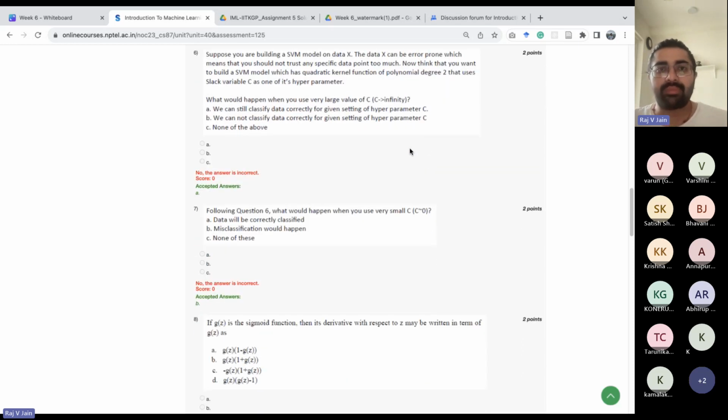Question 6. Suppose you're building an SVM model on data X. The data X can be error prone, which means you should not trust any specific data point too much. And then you have an SVM with a quadratic kernel of degree 2, all is fine. The point here is we want to understand questions 6 and 7. The idea is how does the value of C affect your SVM margin, right? So what happens when we have a large value of C? What would this mean and why? The answer is given, but what is the reasoning here? Any thoughts?